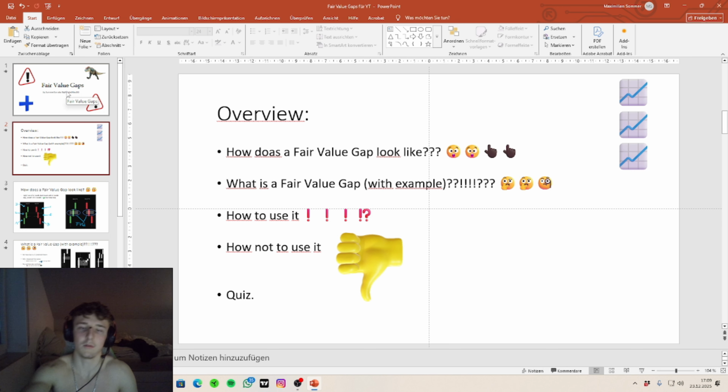So, quick little overview. How does a FVG gap look like? I'm gonna teach y'all what a FVG gap is with a pretty good example created by myself, no one other. How to use a FVG gap and how not to use a FVG gap, and to make sure y'all are listening, a quick little quiz at the end.